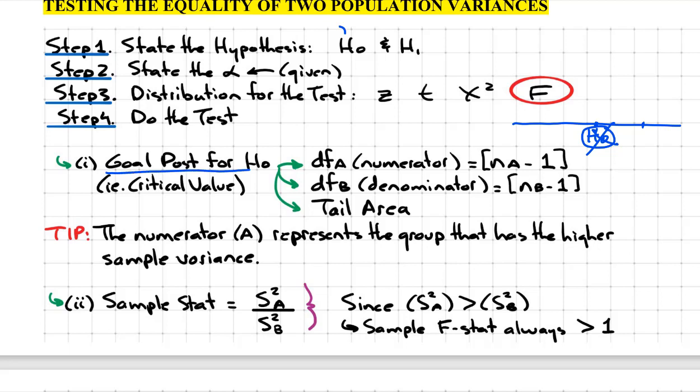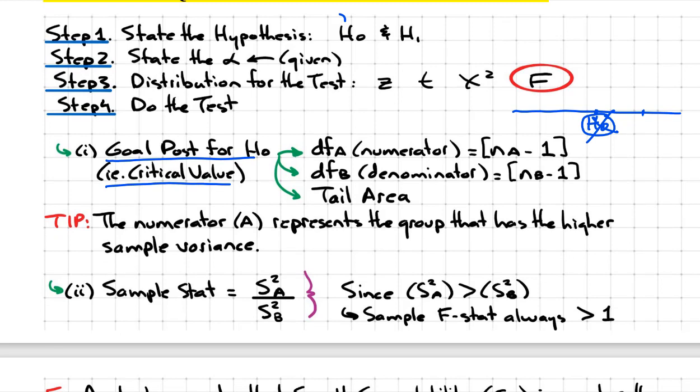So the goalposts, otherwise referred to as critical values, may be found by specifying 3 parameters. First of all, we need to specify the degrees of freedom for the numerator. So this would be the sample size for the numerator sample, minus 1. And we need the degrees of freedom for the denominator. So we look at the sample size for the second sample, minus 1. And we also need to specify the tail area.